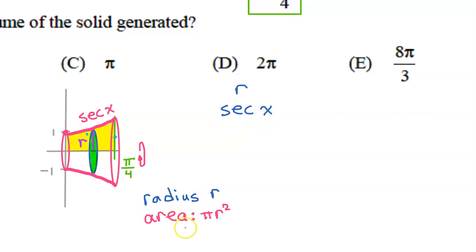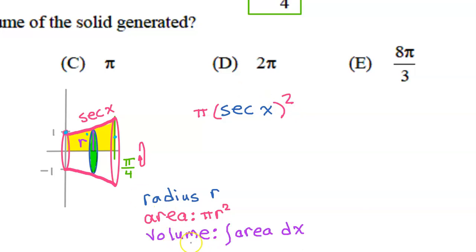Step 2 is to find an expression for the area of a disk. But the area of a disk is always pi r squared. Since we already have an expression for r, we can transform this into an expression for the area of a disk by writing pi r squared.